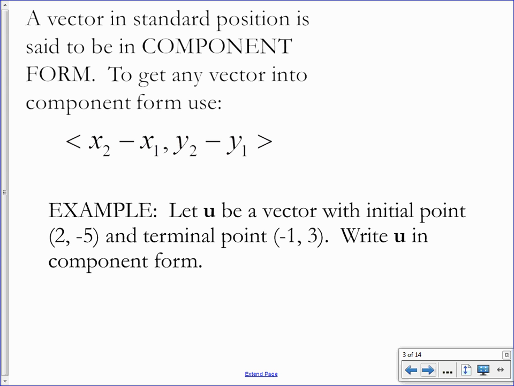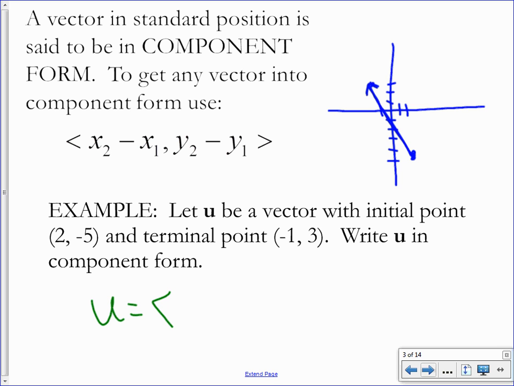What's the x component? What's the y component? So we have a point of 2, -5, and a point -1, 3. So there's our vector, initial point, terminal point. In order to write our vector in component form, we're going to take terminal minus initial for the x's, so -1 minus 2, and then terminal minus initial for the y's, so 3 minus -5.